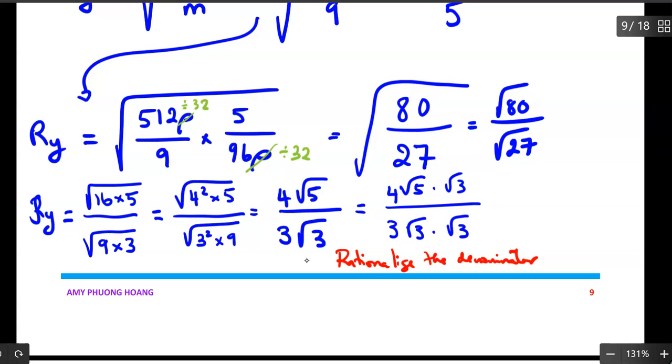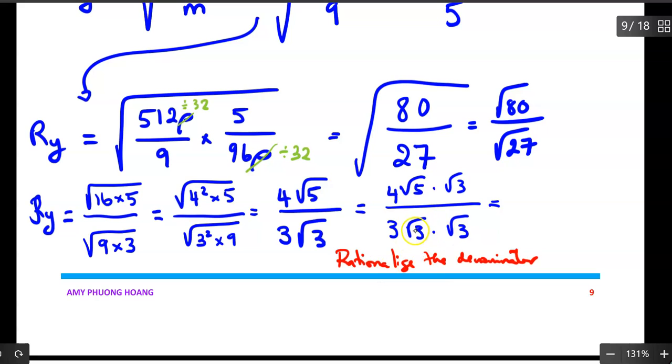Okay, so the first step is to simplify your radical. 80 over 27, then you break it into the square root of 80 divided by the square root of 27. Then you find the perfect square and bring it outside to simplify your radical. So 4 root 5 is a simplified radical, and 3 root 3 is a simplified radical. But this answer is a fraction, and for a simplified answer as a fraction, you cannot have the radical as the denominator.